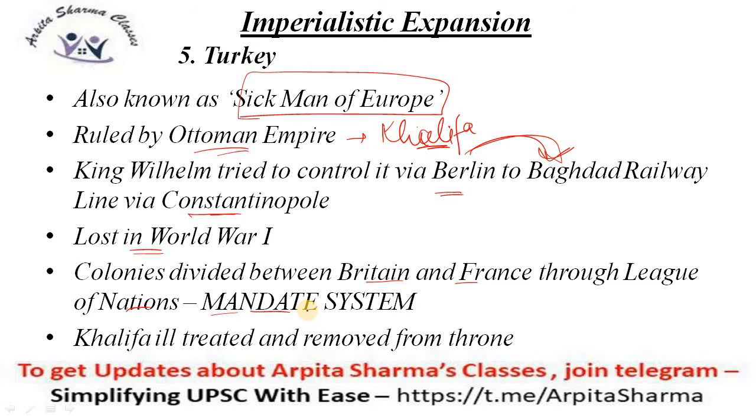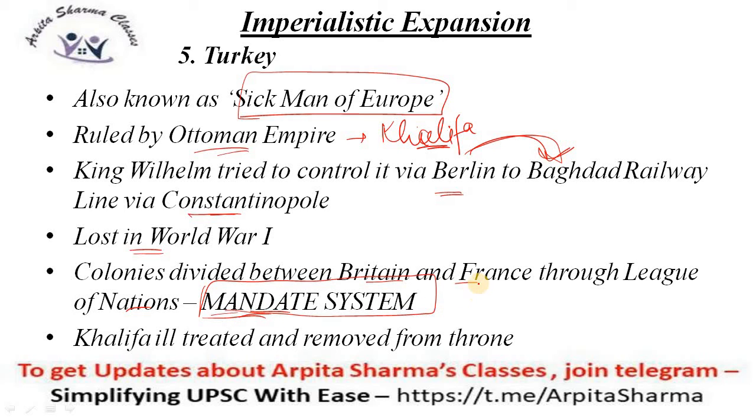League of Nations was a body that was formed after World War I, as per the peace treaty, because it was thought that there should be an organization that should prevent future wars, and hence League of Nations was established, and the colonies of Turkey were divided by League of Nations on the basis of mandate system.